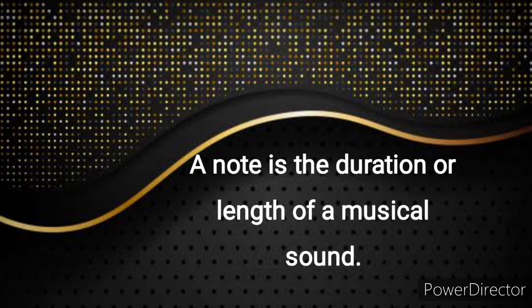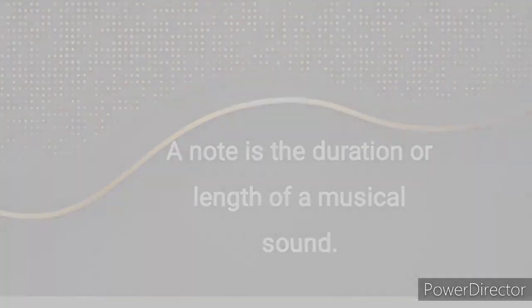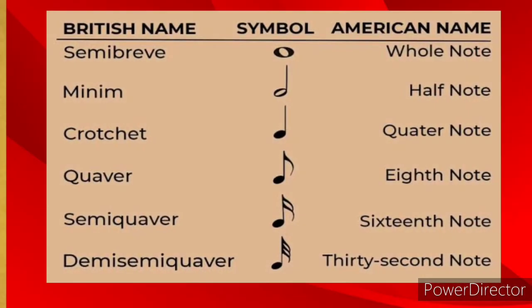A note is the duration or length of a musical sound. That's what a note is. It is the length or the duration of a sound. We can say musical notes is a way of denoting a sound. That's just the definition. Let's look at some notes so we'll be clear. We have the British, we also have the American. We call it symbols. If you look at the middle of both, we have symbols.